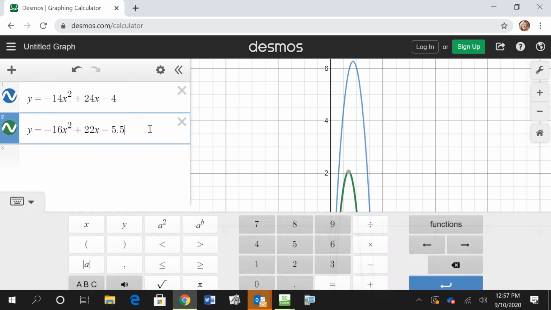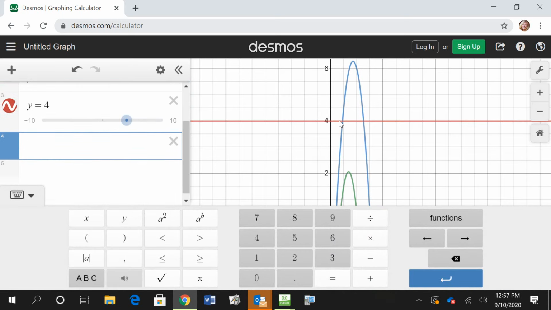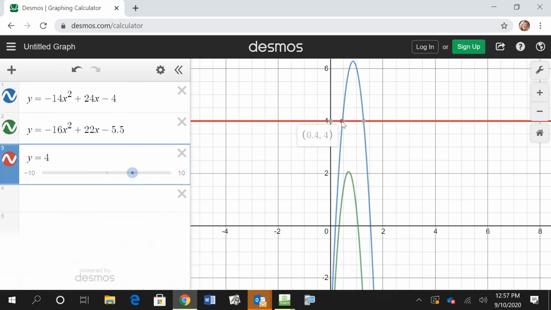We can come down here, and I can type y equals 4, and there will be a line. And now I want to go right over where they cross. And I click on it. There it is. So when the ball is exactly 4 feet above the ground and the ball is going up, it hasn't hit its maximum yet, they want to know at what point does it hit 4 feet above the ground. Well, one answer before I do any rounding is 0.453 seconds.